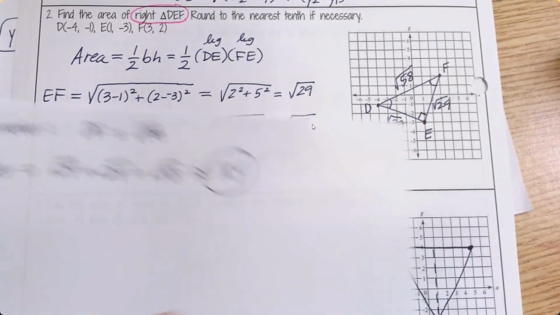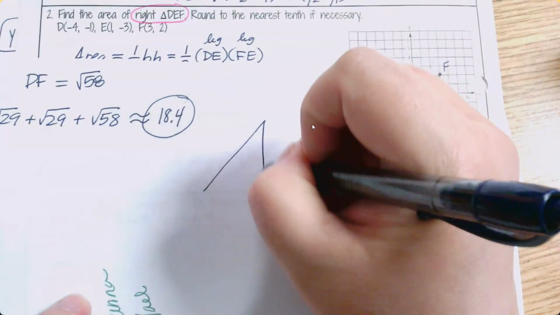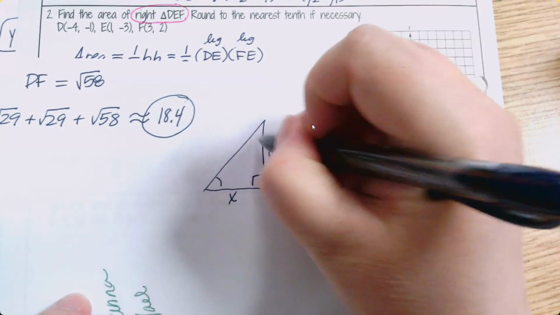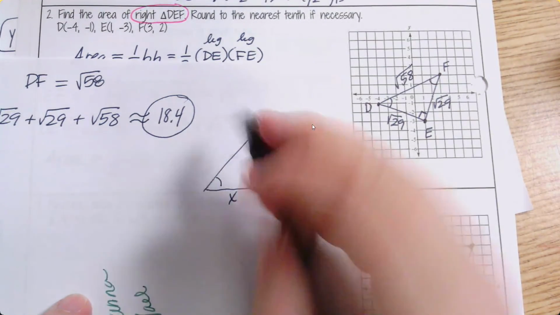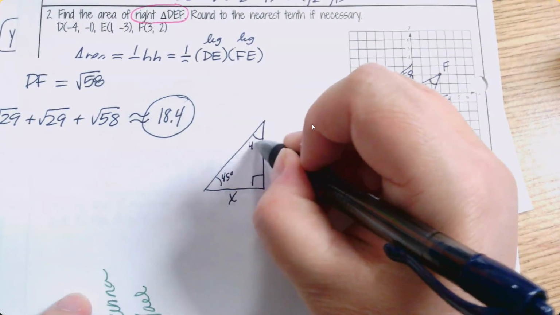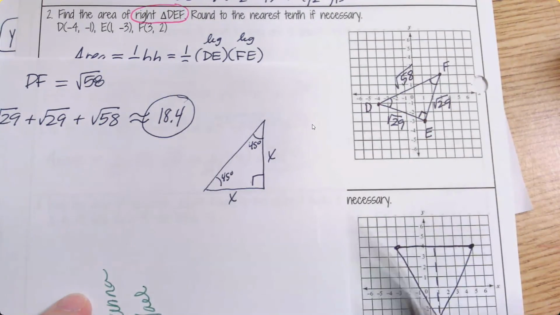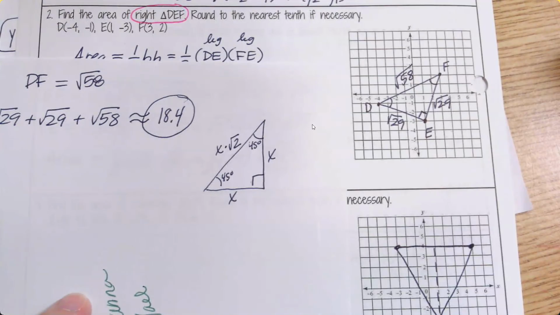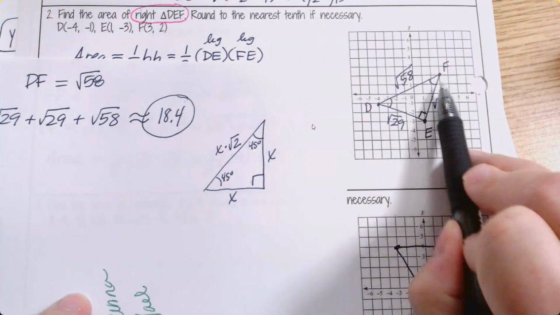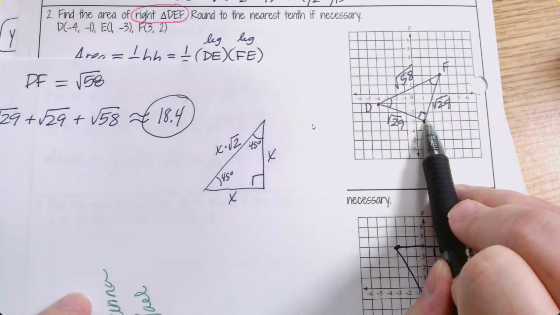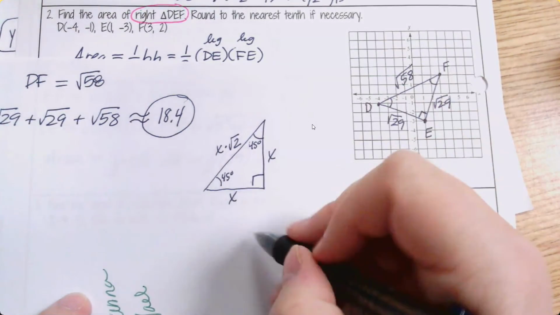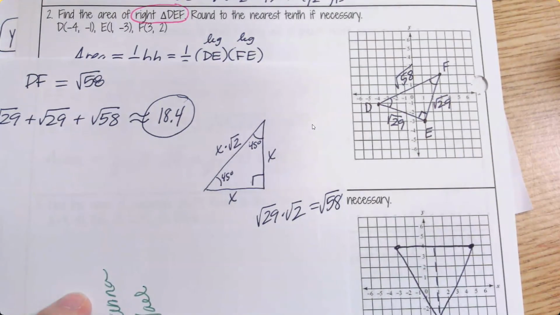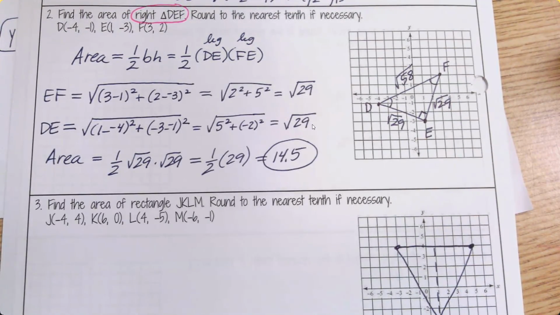Okay? And the rule for 45, 45, 90s is whatever your leg is, the two legs are the same. And I'm just going to show that these are congruent. That's another way of showing they're both 45. Okay, the two legs are the same, and the hypotenuse is the leg length times square root of 2. So that's another way we could have gotten this. Once we realized, oh, that's a 45, 45, 90, it's a right isosceles, leg times square root of 2. And if you do square root of 29 times square root of 2, you get square root of 58. So that is another possible way you could have gotten the length of DF.